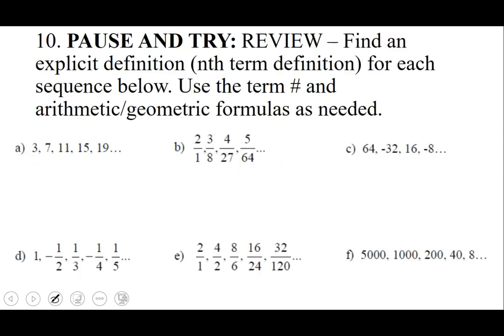So one of the biggest things you have to be able to do is if I was to give you any sequence, and here there are 6 different ones, you have to be able to find the explicit definition, also called the nth term definition. It basically just means the formula for a sub n. Use the term numbers. Remember, you might want to write underneath: first term, second term, third term, fourth term.